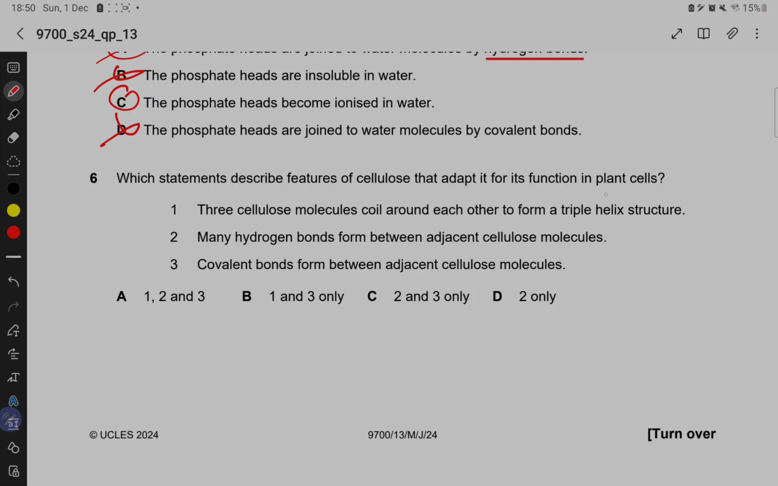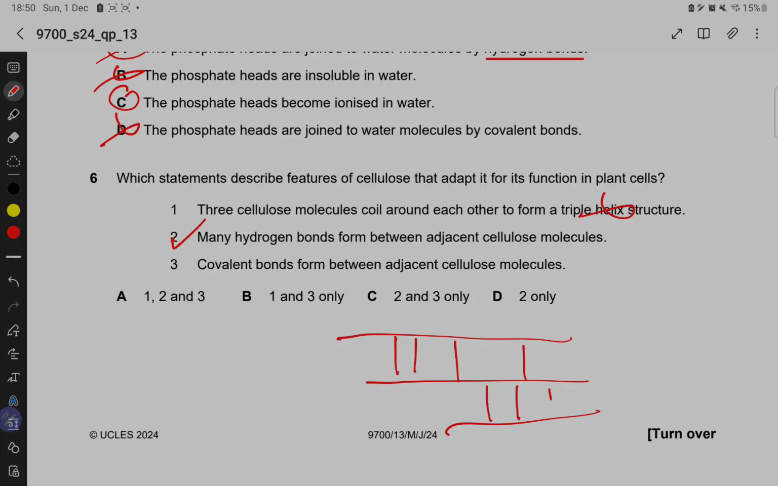Which statement describes features of cellulose that adapt it for its function in plants? Triple helix structure is wrong. 2 is correct. And you have your cellulose, it'll look like this with many hydrogen bonds between the parallel structures. Covalent bond is wrong because it's hydrogen as well. So automatically you know 2 and 3 can't be together, so they contradict. So A and C are wrong. And we know that 1 is wrong because of the triple helix. So it's D.